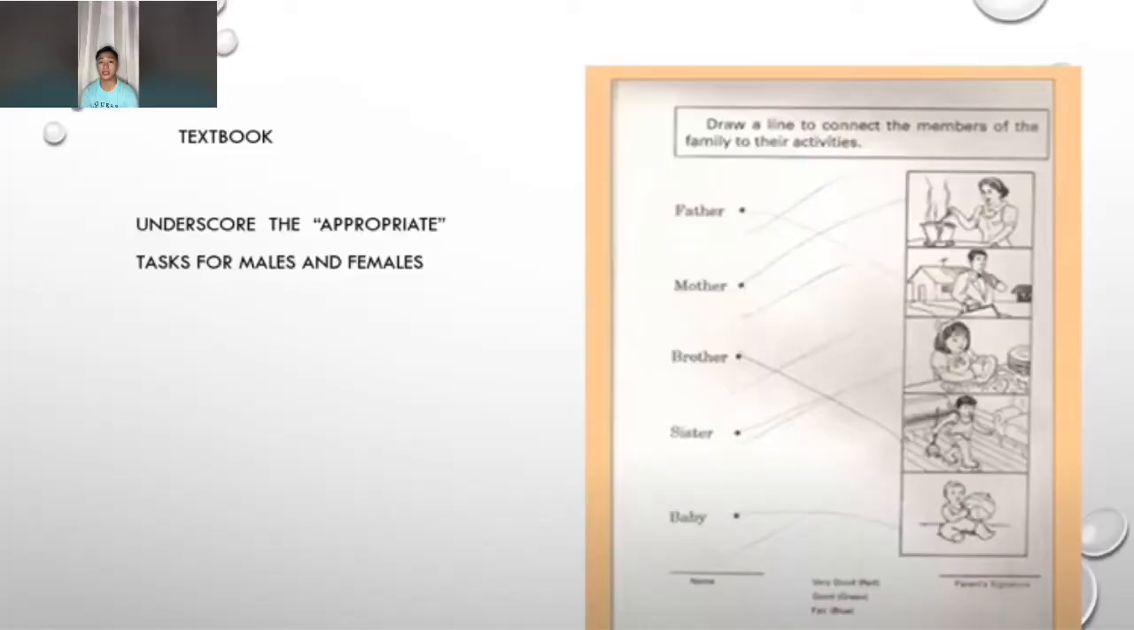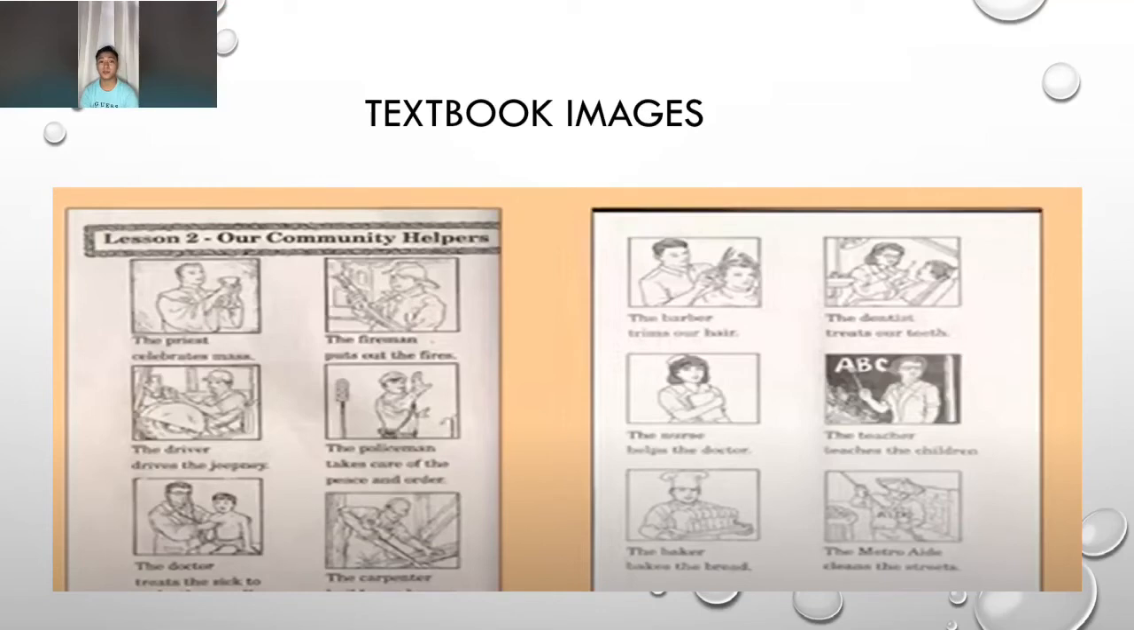So, let us take a look at our textbook. Our textbooks sometimes trigger or underscore the appropriate tasks for males and females. When children see this picture, they will grow up carrying this thought that there are always certain things for men and certain things for women. So our textbook images sometimes trigger inequality among our learners. The picture will sometimes favor only one persona, and even sample professions are associated with sexes and gender.